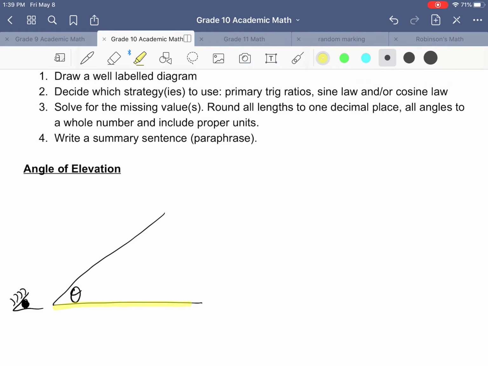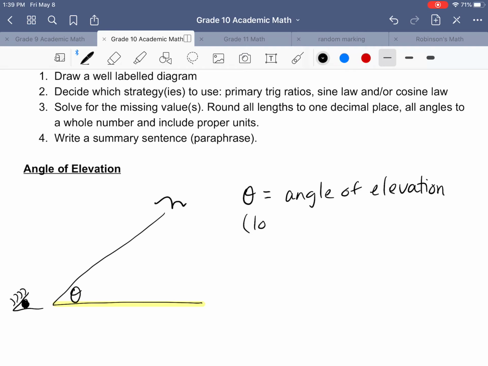So this here that I'm highlighting in yellow, this is called the horizon. So you're looking out at the horizon and then up, and you might be looking at like a bird flying in the sky or something like that. So this is the angle of elevation. So looking up from the horizon. This one is usually fairly easy for students to comprehend.